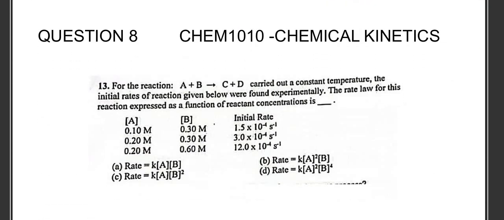Then the last one, they're saying for the reaction A plus B to give C plus D carried out at a constant temperature, they want us to get the order of A and B. So remember what we do here. We first of all choose two trials where one concentration is changing and one is kept constant. So this is just going to be experiment 1, 2, and 3. So we're going to choose 1 and 2 because this is changing and this is kept constant, right?